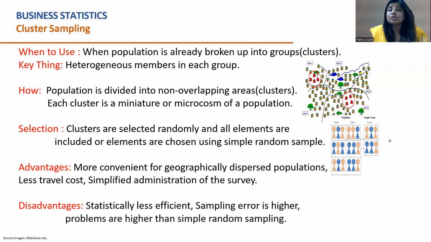It is more convenient for a geographically dispersed population. We can make the clusters according to districts, and take the sample district wise. Less travel cost, simplified administration of the survey. And what are the disadvantages? Statistically less efficient. Sampling error is higher, because when we divide a group into subgroups, there can be chances of error, and problems are higher than in simple random sampling.